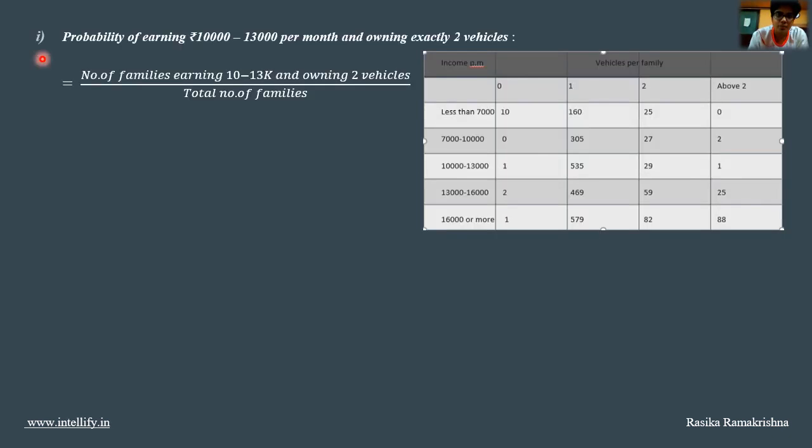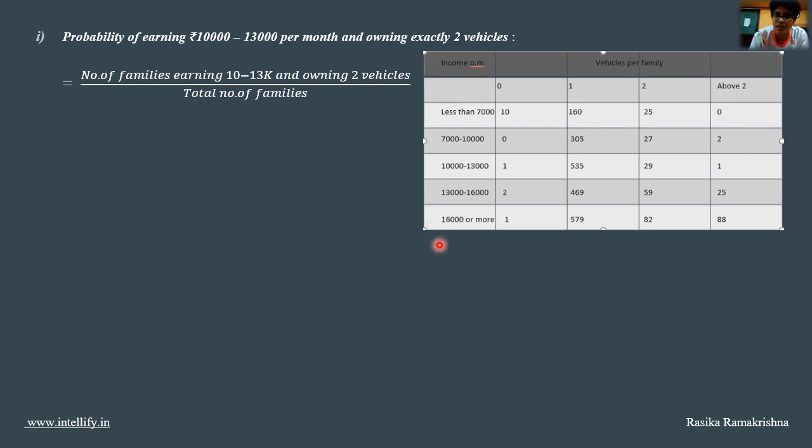Alright. So the first subdivision asks you to find the probability of earning rupees 10,000 to 13,000 per month and owning exactly 2 vehicles. Alright, so here let's quickly see that the event is earning 10,000 to 13,000 and owning exactly 2 vehicles. Now that we know the event, we can see that the probability is given by the number of families earning 10 to 13k and owning 2 vehicles divided by the total number of families. So the numerator is going to be the number of trials in which the event has occurred, and the denominator is the total number of families, which is nothing but the total number of trials.